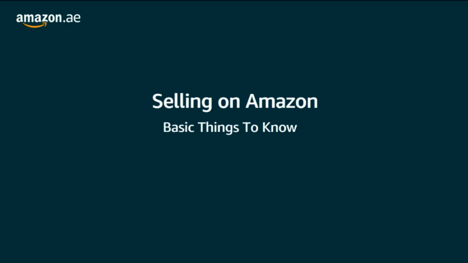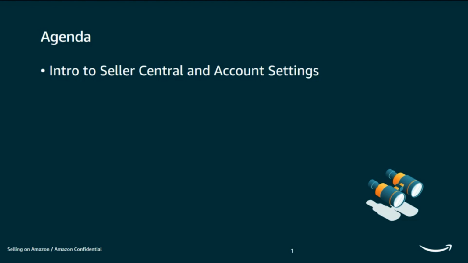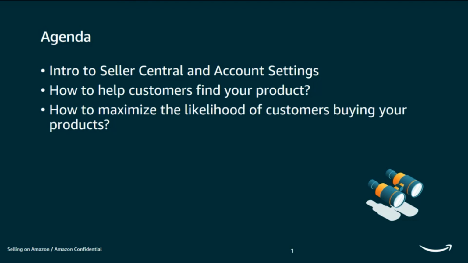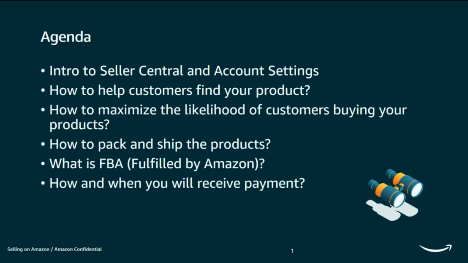So let's start now. Our agenda for today will be, number 1, intro to Seller Central and account settings. Then how to help customers find your product, how to maximize the likelihood of customers buying your products, how to package and ship the products, what is FBA or Fulfillment by Amazon, how and when you will receive the payment, and how do we measure your performance.